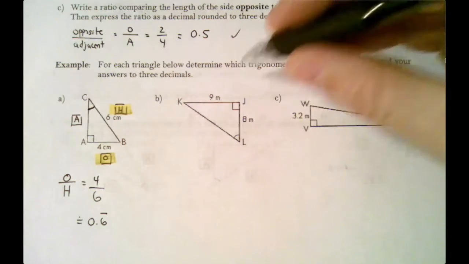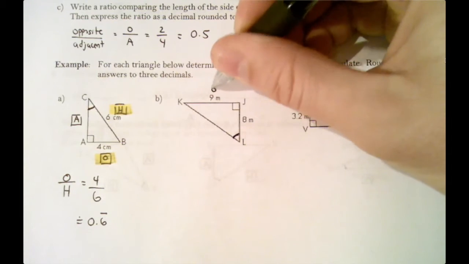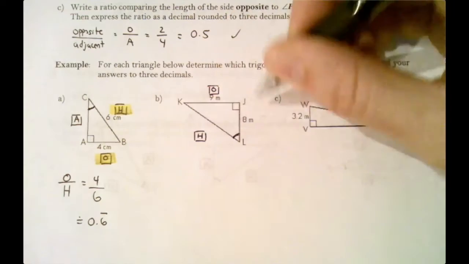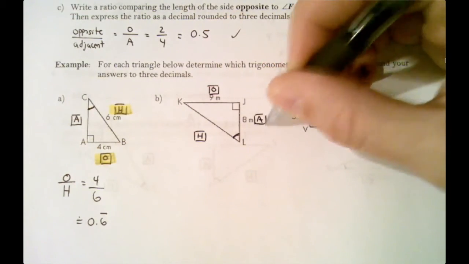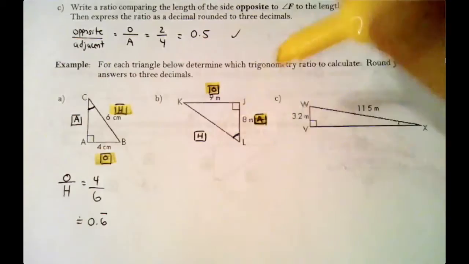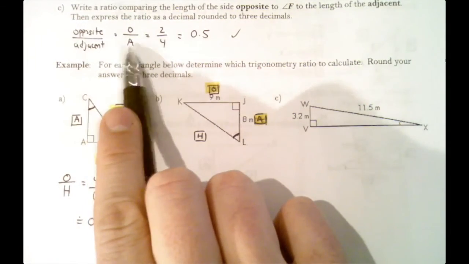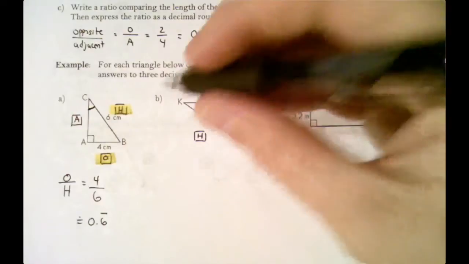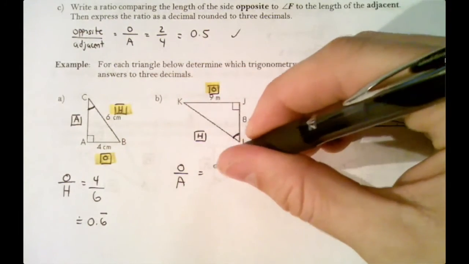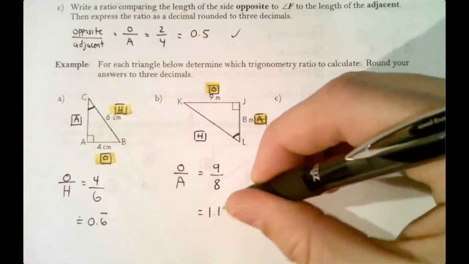Let's try B. The marked angle in B is L. Across from L would be O. Across from the 90 would be H. And that leaves A as our other side. So the sides we know are O and A. One of our ratios has O and A in it, and fortunately it's this one that's showing right here, opposite over adjacent. So we can do the O over A ratio, which is 9 over 8, which if we punch that in a calculator is 1.125.